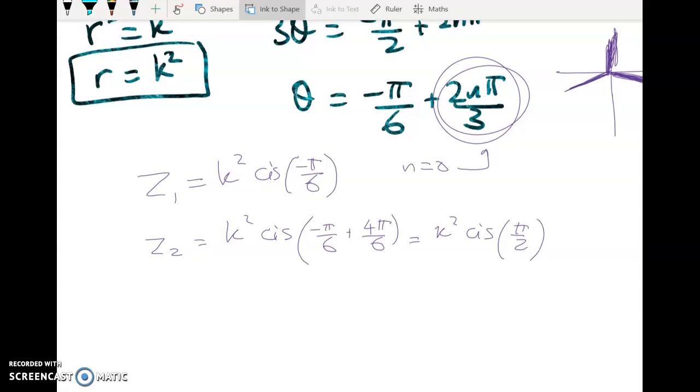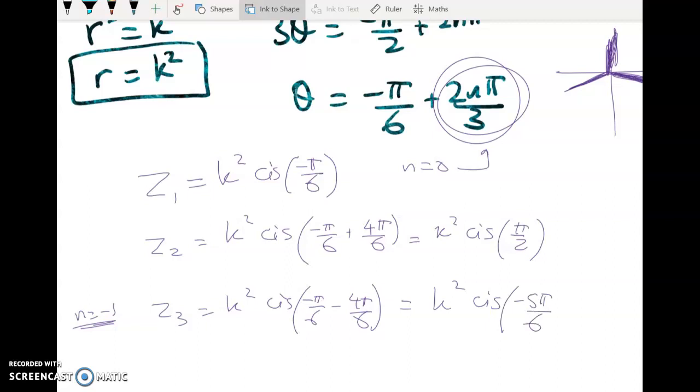And the third solution I'm going to get, I'm going to substitute in n equals negative 1, and I get k squared cis of negative pi on 6 minus 4 pi on 6, which gives me k squared cis negative 5 pi on 6. Okay, the thing that I like about doing it with n equals 0, n equals 1 and n equals negative 1 is that my angles in here, my arguments, end up being between negative pi and pi.